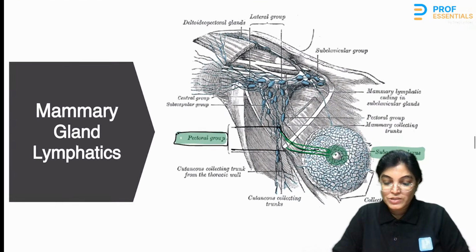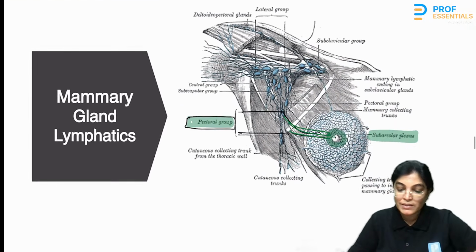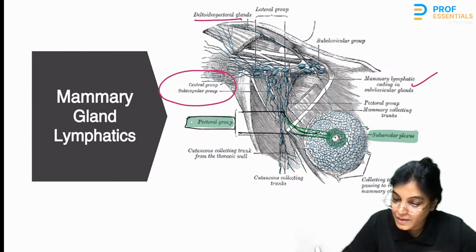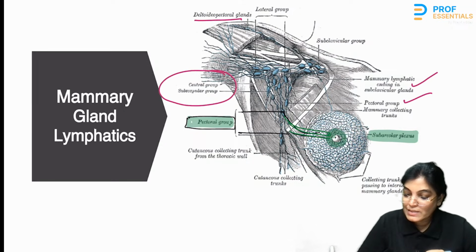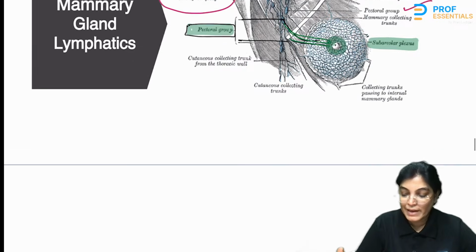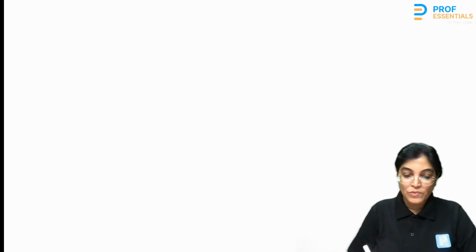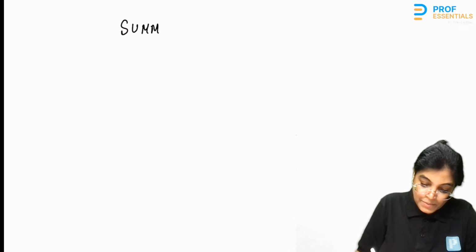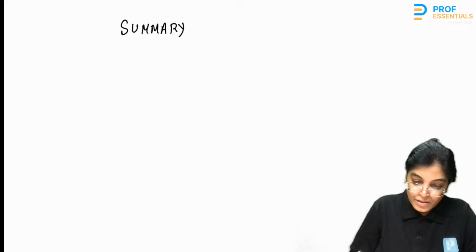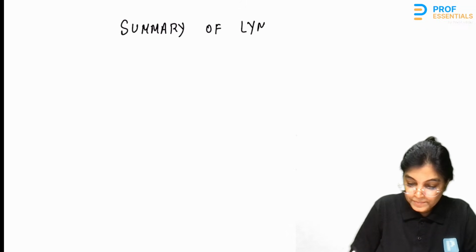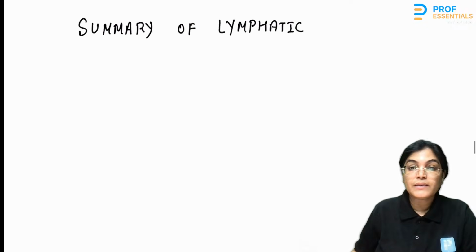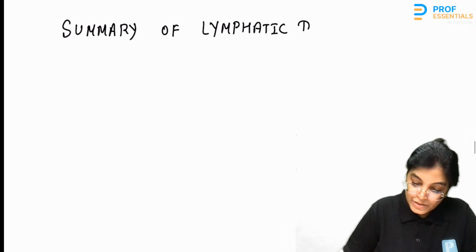Important lymphatic drainage. We have already made a diagram, but here you can see the deltopectoral groups. We have the central group of axillary lymph nodes, the mammary, and we can see the pectoral. All these are the lymphatic drainage for the mammary gland, which I have talked about. So basically, if I want to give the summary of lymphatic drainage, you can write a summary of the lymphatic drainage of the breast.